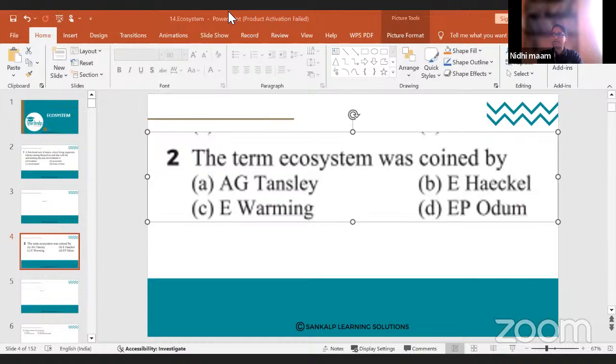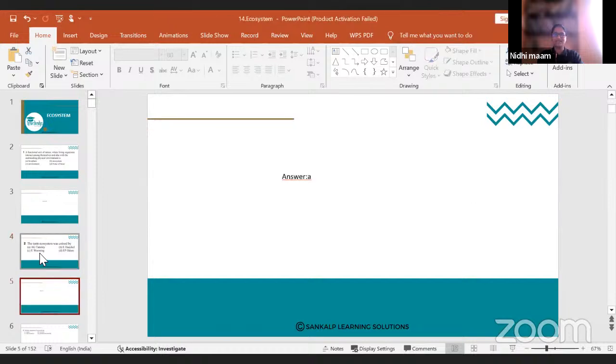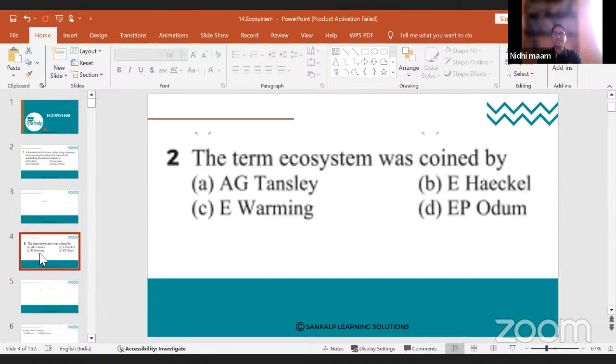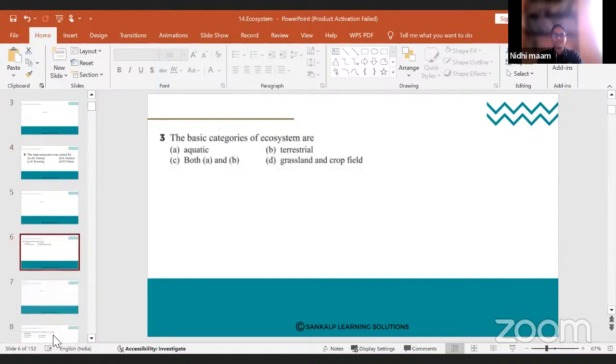Karatgi boy, who is active on YouTube, answered it as option C. Pavitra, Subramanya, Sushmita also answered it. Good. Be fast, very easy question. So the right answer is here. Most of you are voting for option C. The right answer is option A, A. G. Tansley. He coined the term ecosystem.